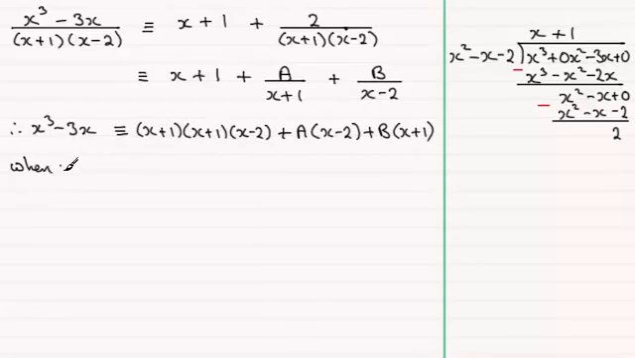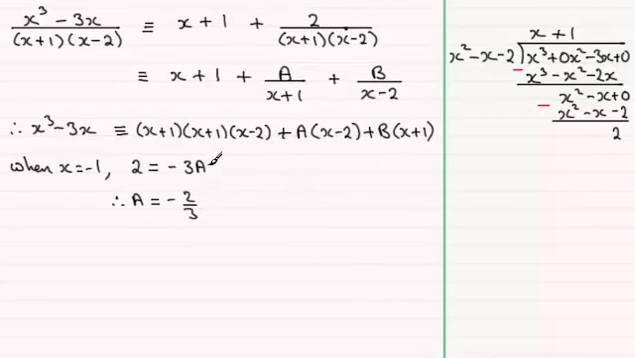When x equals minus 1, what we've got then is minus 1 all cubed, which is going to be minus 1. And then you've got minus 3 times minus 1, which is 3. So minus 1 plus 3 is going to be 2. So you've got 2 equals, we see that this term goes out. When x is minus 1, this term goes out. So we're just left with minus 1 minus 2, which is minus 3, times the a, so that's minus 3a. And so if we divide both sides by minus 3, we can see that a equals minus 2/3.